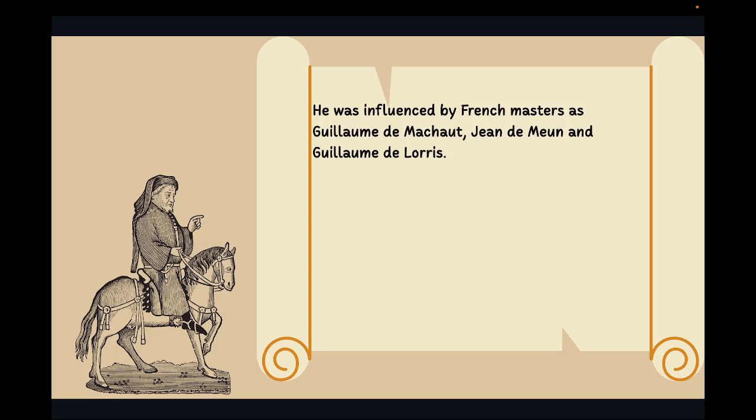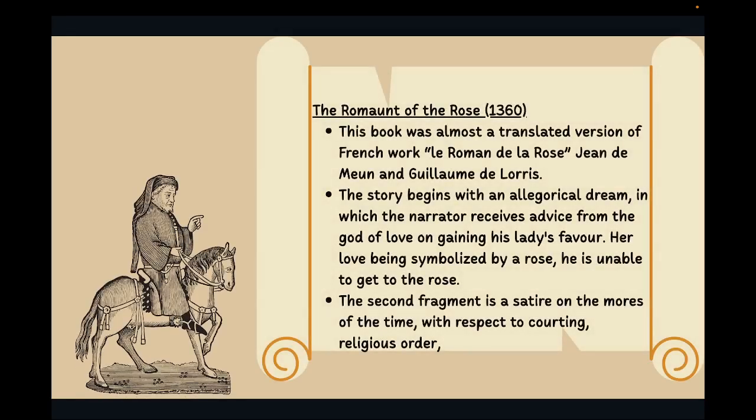He was influenced by French masters such as Guillaume de Machaut, Jean de Meun, and Guillaume de Lorris. I am not sure if I'm pronouncing them right. Anyways, The Romaunt of the Rose was written in 1360. This book was almost a translated version of the French work Le Roman de la Rose. It was written by Jean de Meun and Guillaume de Lorris, although I'm not sure. Just check it up once.